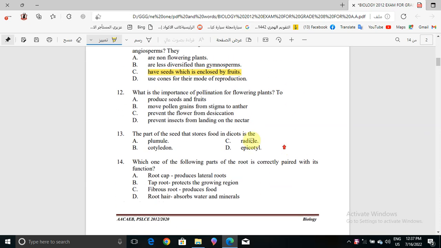Now question number 12, what is the importance of pollination for flowering plants? To what? To produce seeds and fruits, or to move pollen grains from stigma to anther, or to prevent the flower from desiccation, or to prevent insects from landing on the nectar. The correct answer will be to produce seeds and fruits. That is the importance of pollination for flowering plants. That means produce seeds and fruits.